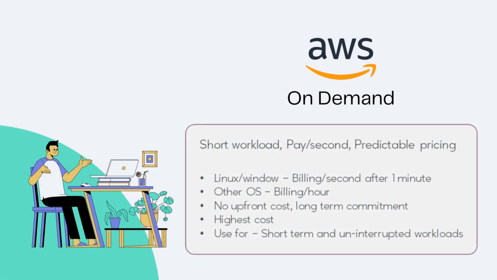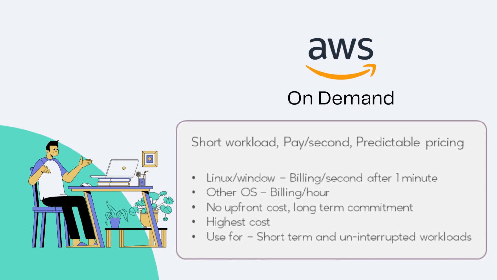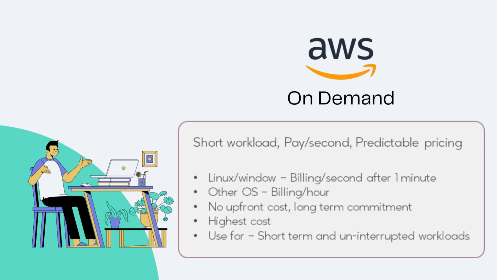So the first one is on-demand instances, and these are a flexible and convenient way to run our short workloads with predictable pricing. With on-demand instances, we pay for the compute capacity we use, and it is charged on a per-second basis for Linux and Windows instances after the first minute, and on a per-hour basis for the other operating systems.